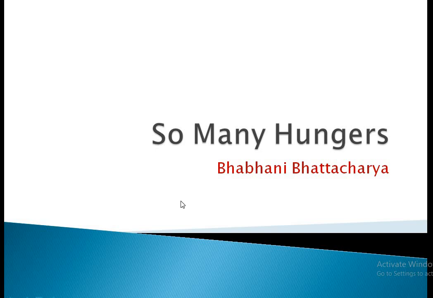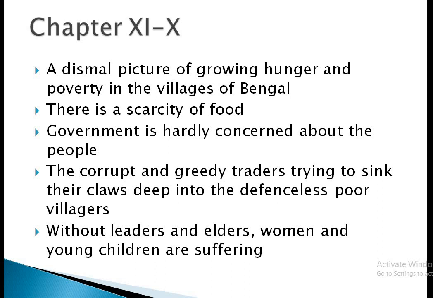In the 11th chapter, now, in the foreground of the novel that we have done so far, what we have seen is how the World War has affected the village. In chapter 11, we see a dismal picture of growing hunger and poverty in the villages of Bengal. This is an after effect of World War II.